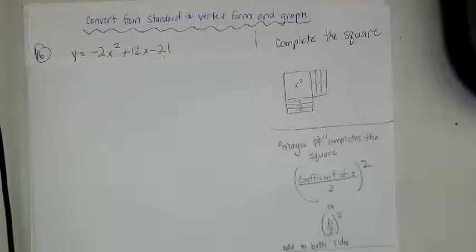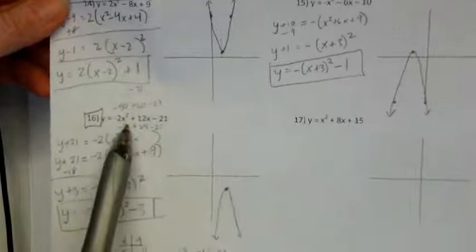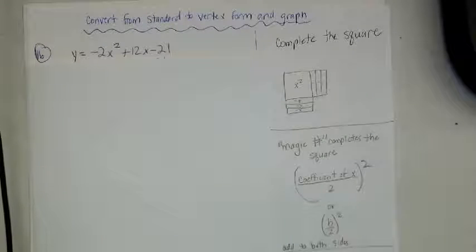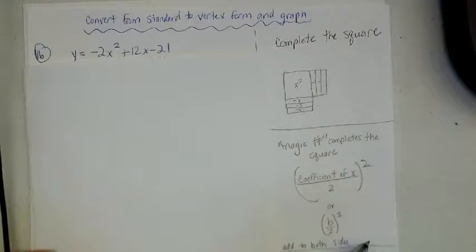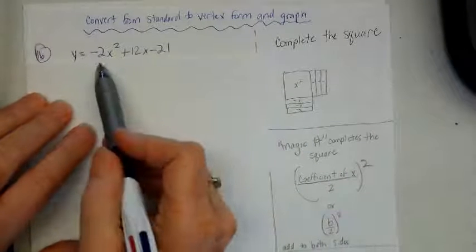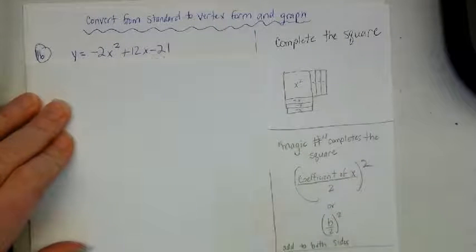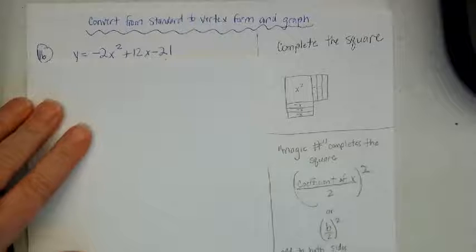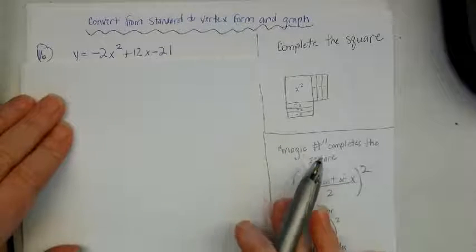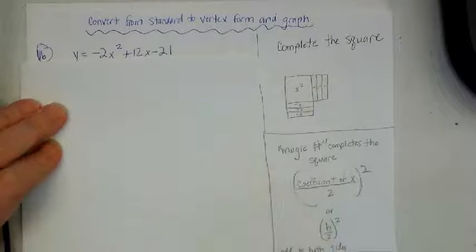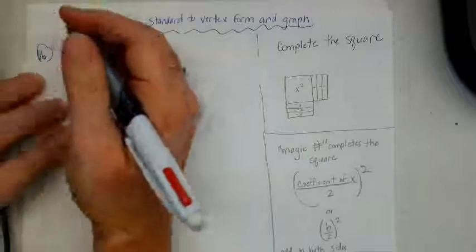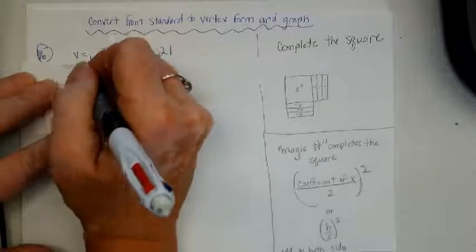Here's Integrated 3. This is the packet that I gave you, and it is problem 16. I chose it because it is going to be a downward facing parabola, and also because it has a coefficient other than 1 on the x squared. I already showed in a different video how to complete the square in a pretty simple way, so we'll try to do that again here.